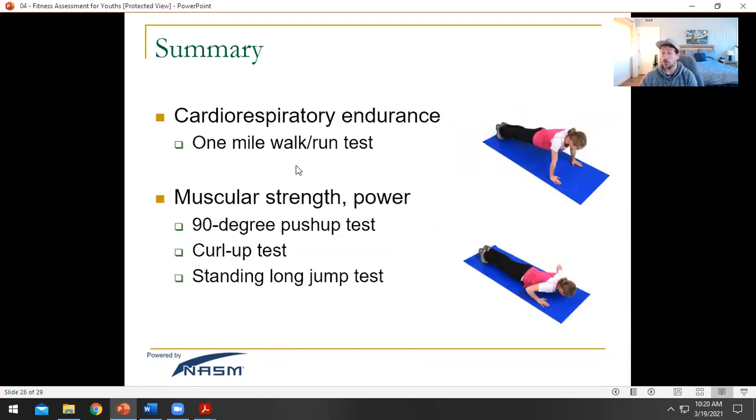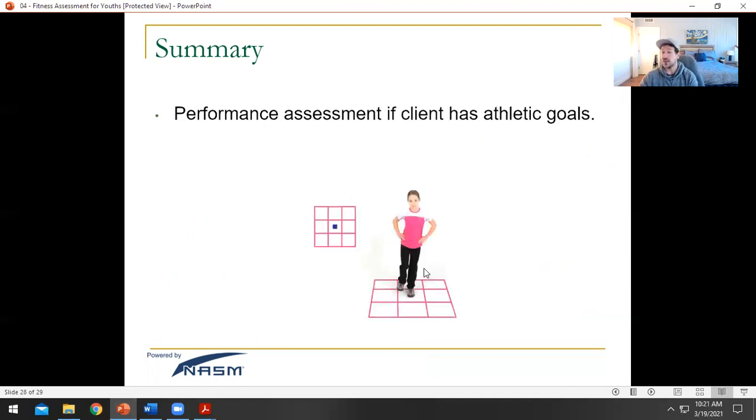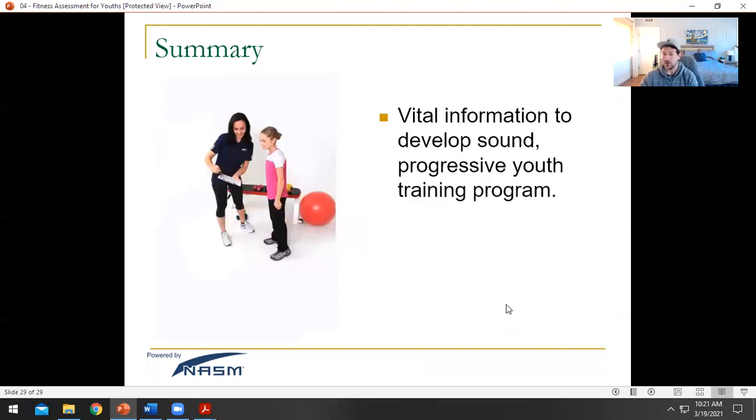Cardio endurance, right? The 1 mile walk run test. So have your client run a mile as fast as they can, test their time. Or maybe you do the 3 minute step test, or maybe you do the Rockport walk test. All of them are good. Muscular strength assessments like the push-up test, the sit-up test, or the long jump test. Those are really fun because you're just testing your muscular strength or your muscular power. And then we can do agility tests, looking at specific athletic goals, how fast they have lower body agility or how fast they have upper body agility.